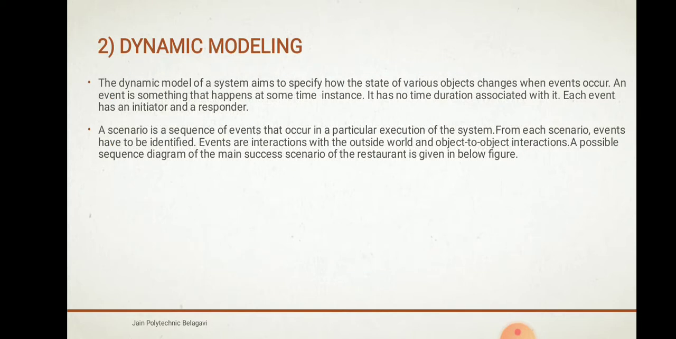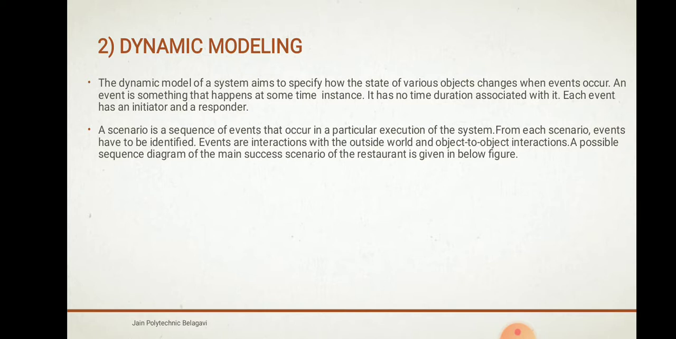Second step is dynamic modeling. Now a dynamic model of a system aims to specify how the state of various objects changes when an event occurs. An event is something that happens at some instant, so it has no time duration associated with it. Each event will have an initiator and a responder. Now a scenario is a sequence of events that will occur in a particular execution of a system. As we have discussed, from each scenario events have to be identified.